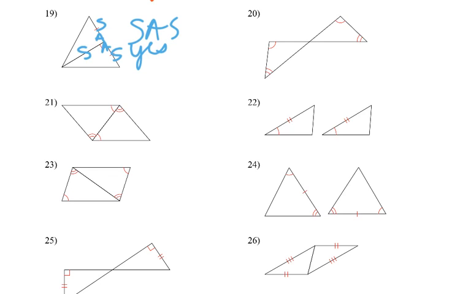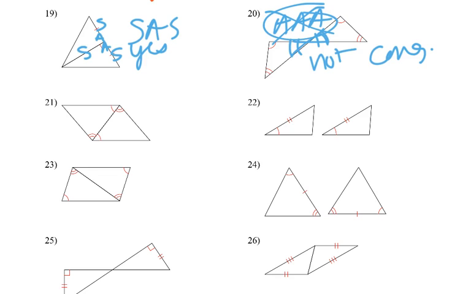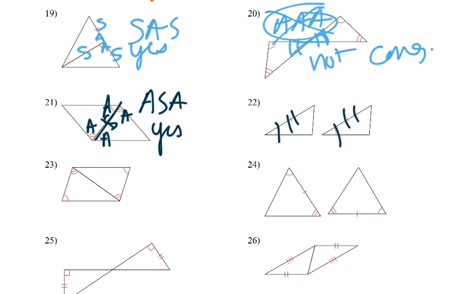Alright, 20. We've got a vertical angle, three angles, that would be angle, angle, angle. That's not one of them, so we say not congruent. 21, angle, angle, second angle, the side in between, so angle, side, angle, and it would be yes. 22, one angle, one side, only two pieces of information, not enough, so not congruent.